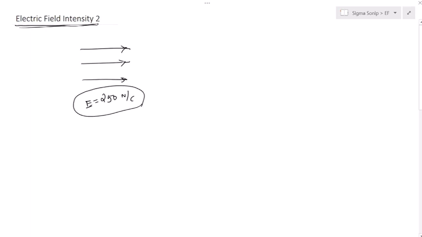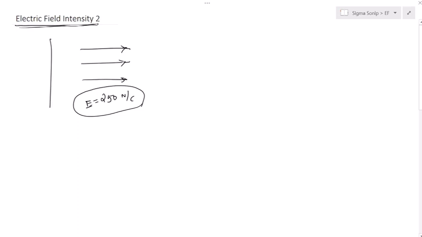In this video, we are going to look at the interaction of charge and electric field intensity. Electric field intensity is a very powerful concept. Once we know the electric field intensity, we don't need to worry about where the electric field is coming from. For example, if I tell you that this is my electric field, and the intensity of this electric field is, say, 250 Newton per Coulomb, then as long as I'm given this, I need not worry about where this electric field is coming from.